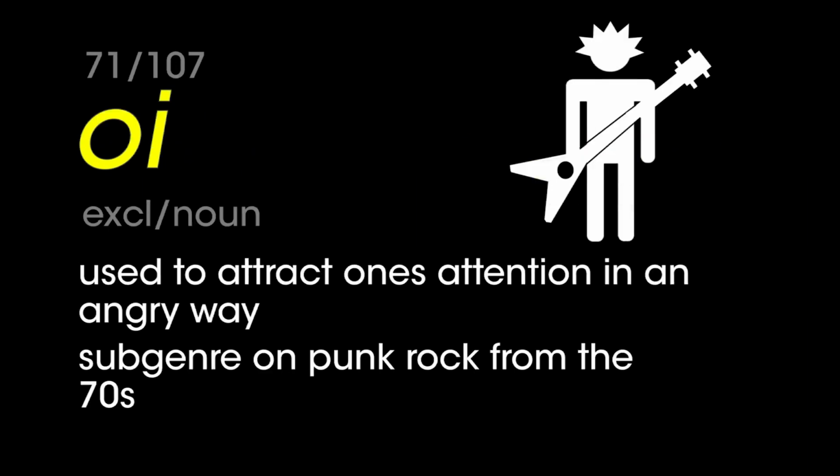O expresses surprise, anger, disappointment, or joy. Oi. Okay. It's an exclamation to attract one's attention in an angry way. Oi. Get out of here, or something. It's also a subgenre of punk rock from the 1970s, which I didn't know about. So that's kind of cool. I wasn't alive in the 70s, but I like that.